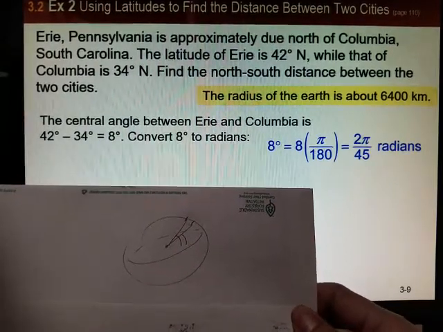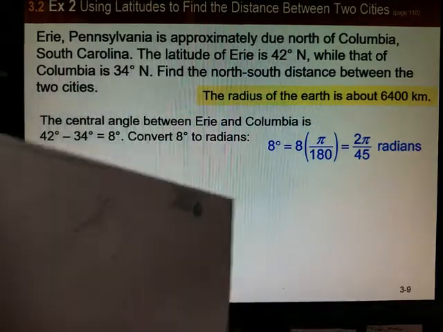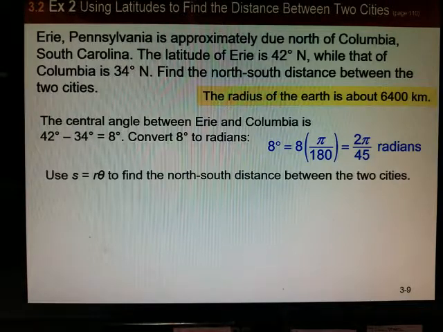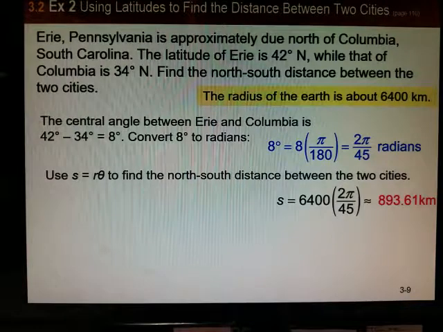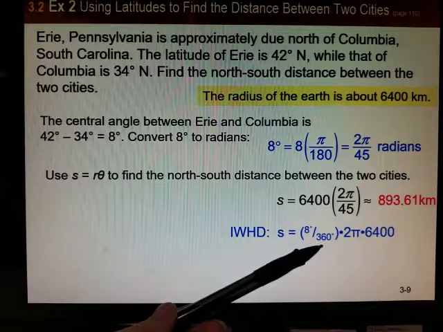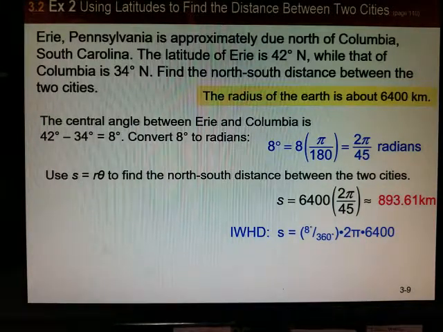Like I said, they like to convert things to radians and just use theta times r. So you convert your 8 degrees to radians by multiplying by pi over 180. There's the angle measure in radians. Then we take that times the radius of 6,400, and that's the distance between the two cities, because that's the arc length. I would have just done 8 degrees over 360 degrees times the circumference, 2 pi r, mainly because my measurement was in degrees to start with. So I just go straight for that. It's a fraction of the circumference.